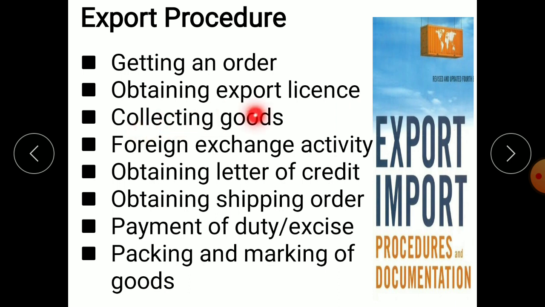Right, then collecting goods. The exporter collects the goods as per the importer's order after obtaining the export license. If the exporter is the manufacturer, he starts manufacturing the goods as per the order. And if the exporter is a trader, he starts collecting the goods as per the order. Then foreign exchange activity. Many controls related to foreign exchange have been liberalized after the economic reform of 1991. Okay, in 1991 came globalization, liberalization and privatization.